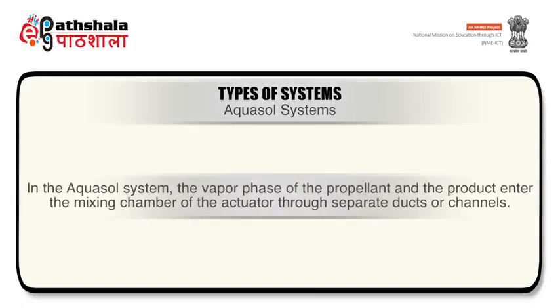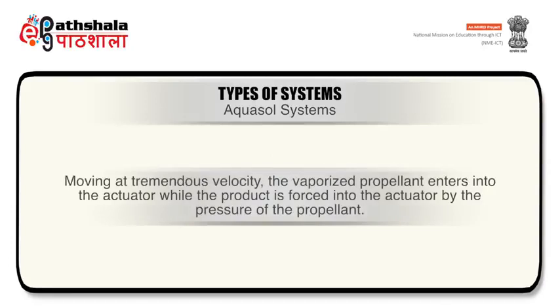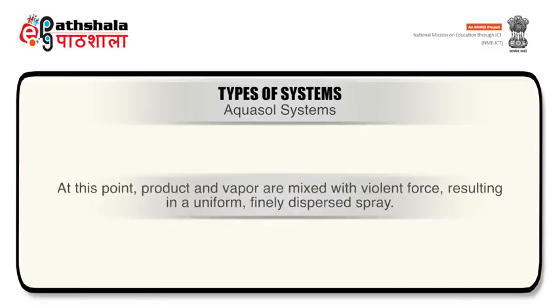In the aqueous system, the vapor phase of the propellant and the product enter the mixing chamber of the actuator through separate ducts or channels. Moving at tremendous velocity, the vaporized propellant enters into the actuator while the product is forced into the actuator by the pressure of the propellant. At this point, product and vapor are mixed with violent force, resulting in a uniform, finely dispersed spray.